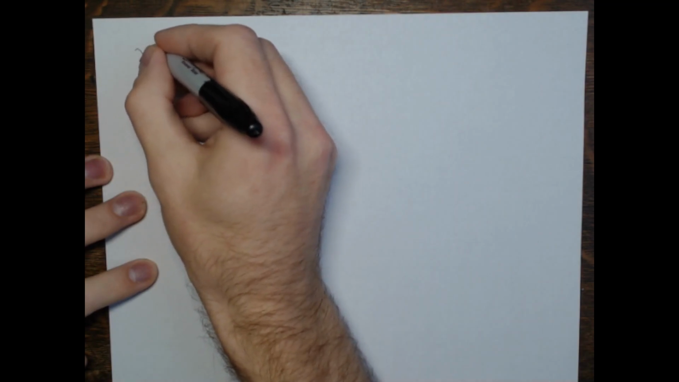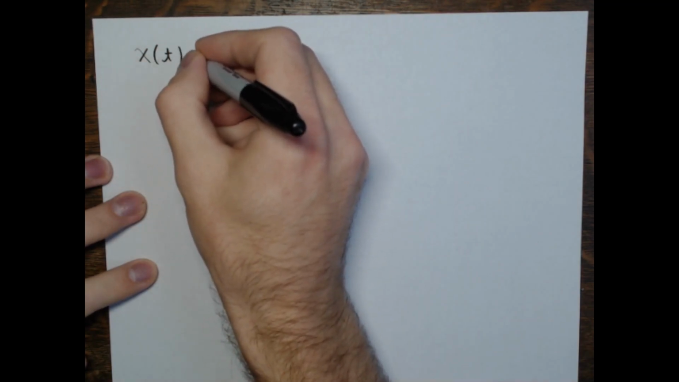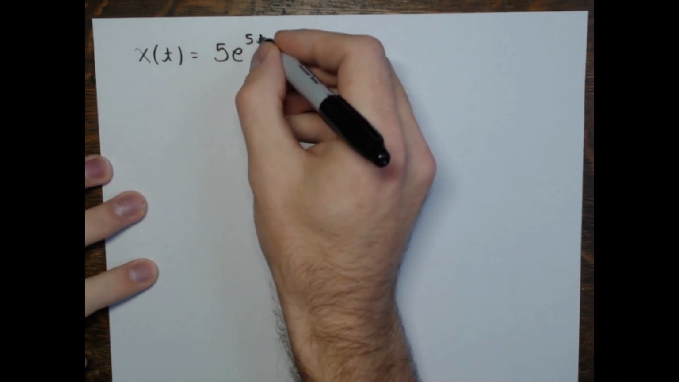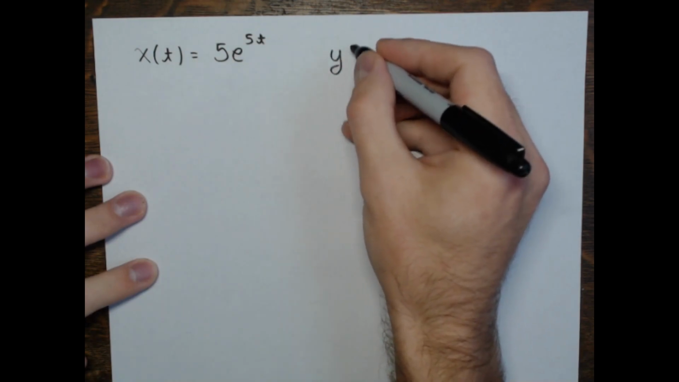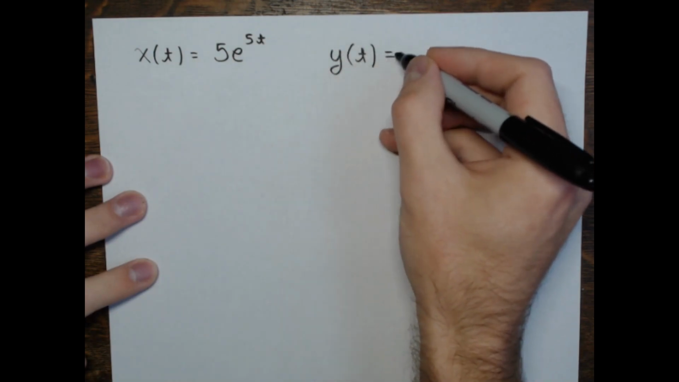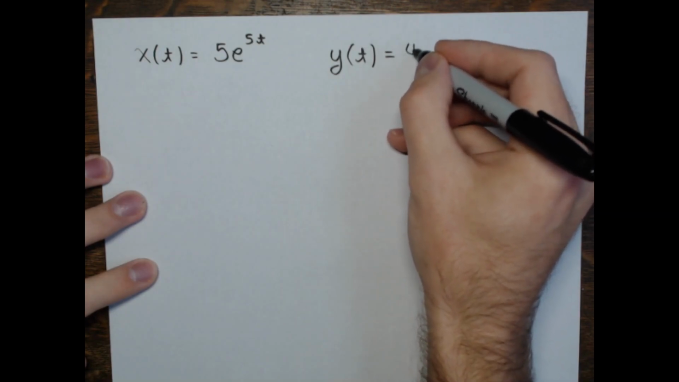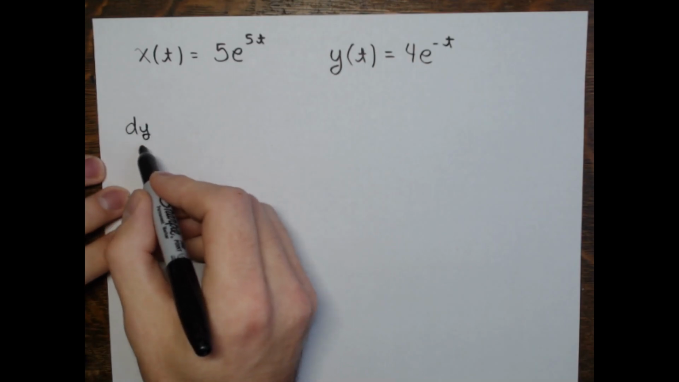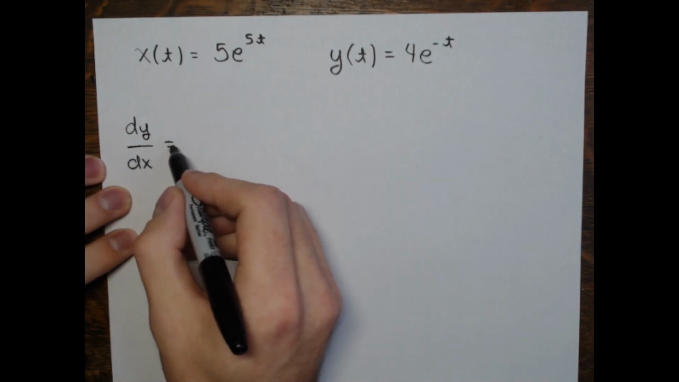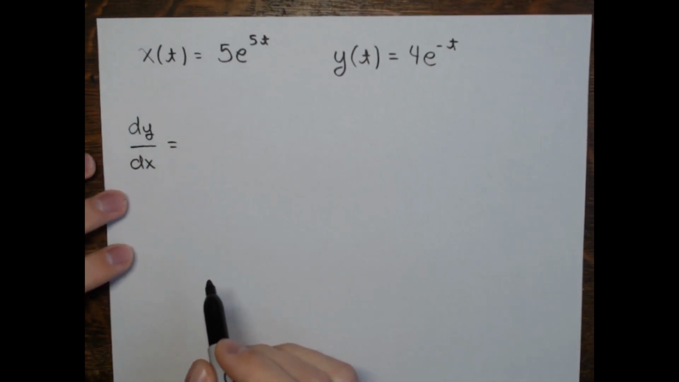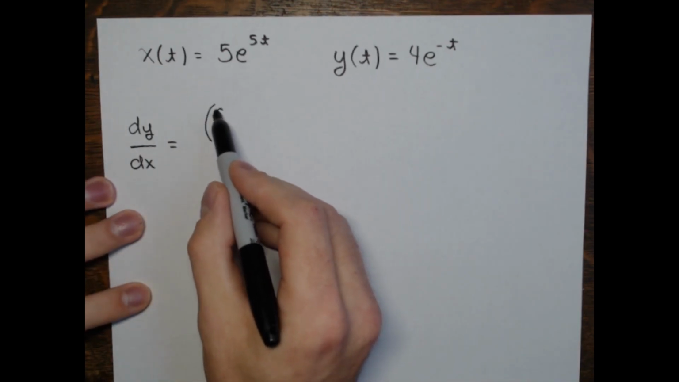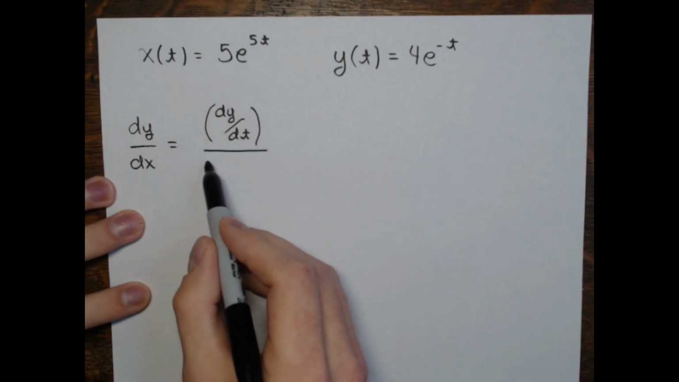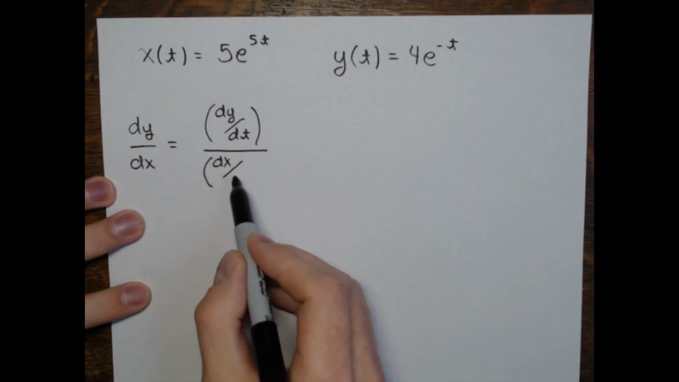All right, so this time x depends on t this way. It's 5 times e to the 5t power. And then the y coordinate depends on t this way. It's 4 times e to the negative t. All right. So again, first derivative, dy dx, the slope of tangent lines, is the derivative of y with respect to t divided by the derivative of x with respect to t.